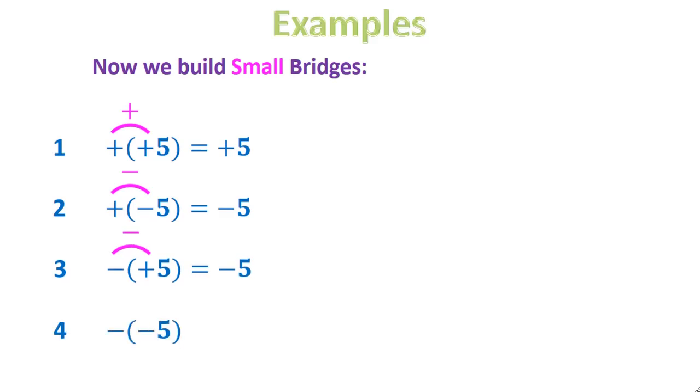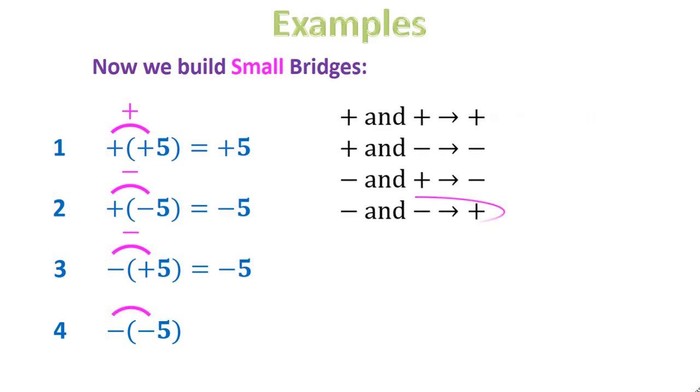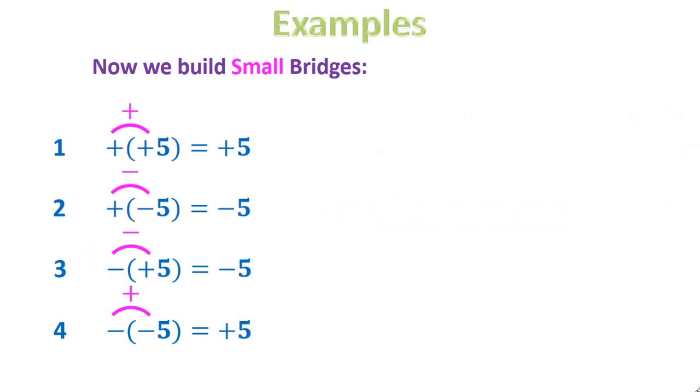Our next example. When I subtract negative 5, again, I build my bridge, I look at my table, and there, when I'm subtracting a negative, it becomes positive. And so when I subtract minus 5, it's the same as adding 5.